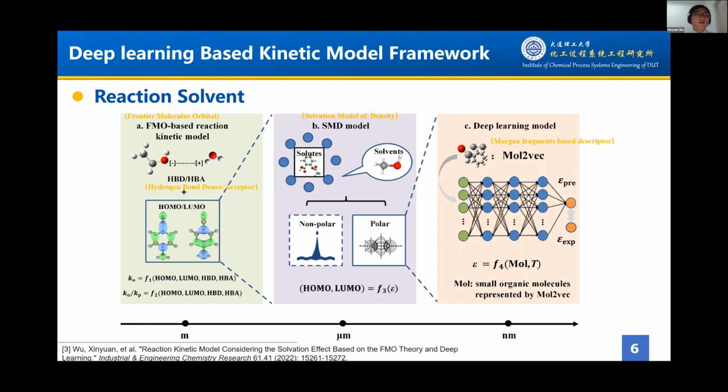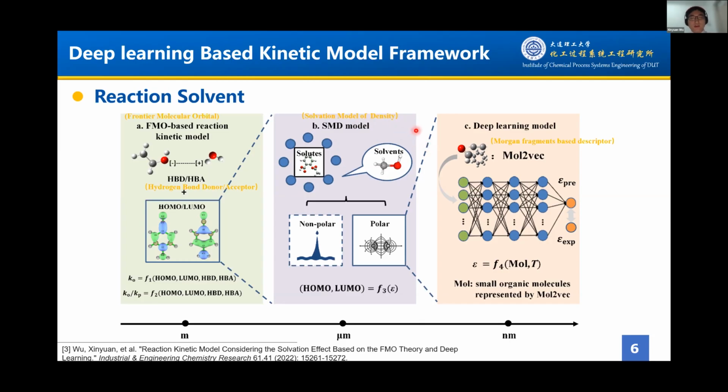The first one is the frontier molecular orbital theory-based reaction kinetic model. It correlates the reaction rate constant and the selectivity with the HOMO and LUMO energies and the hydrogen bond donor and acceptor. The HOMO and LUMO energies are the descriptors of the FMO theory, and they can be calculated by the SMD model, which is short for the solvation model based on density.